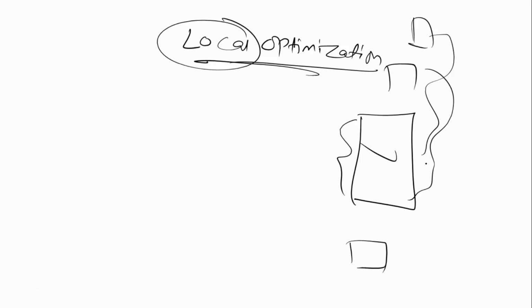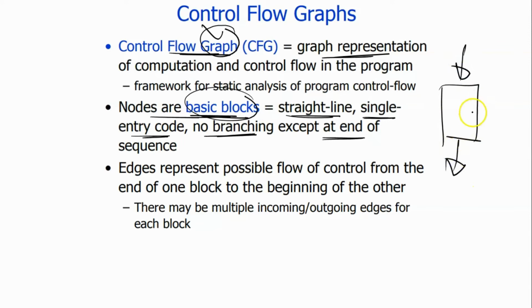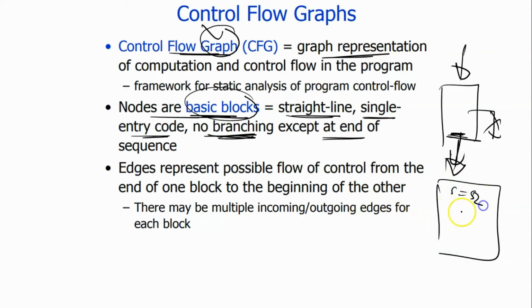That's why this basic block concept is a very important concept. So this is the basic block concept: a straight line of code, single entry and no branching except at the end of the sequence. Basically you should not have any branch in the middle. Your flow enters here and exits from here. No branching should happen except at the end of the sequence. This last instruction can do some branching. Maybe like this: s equal to 2, s equal to 3, and the last instruction is if s equal to 2.